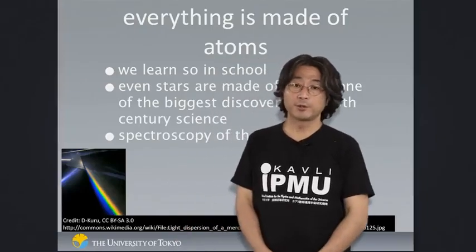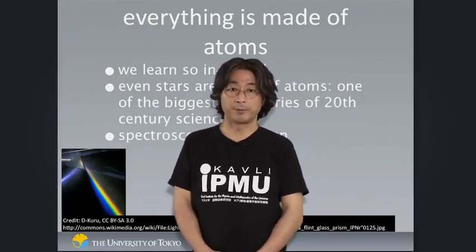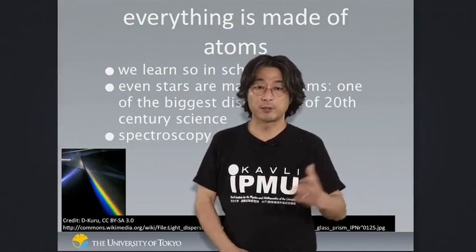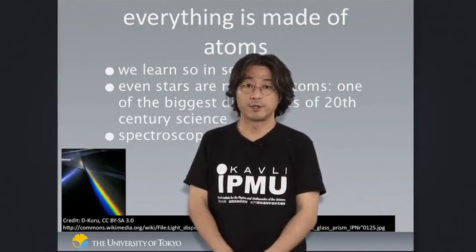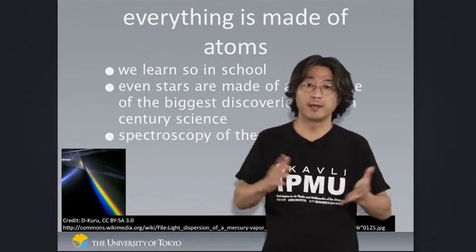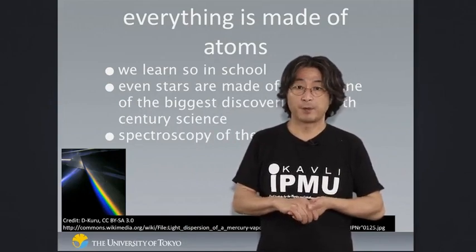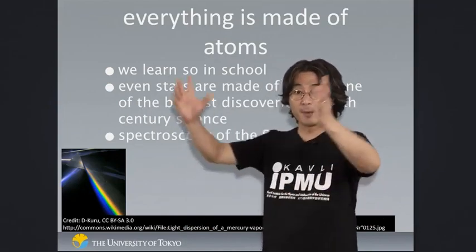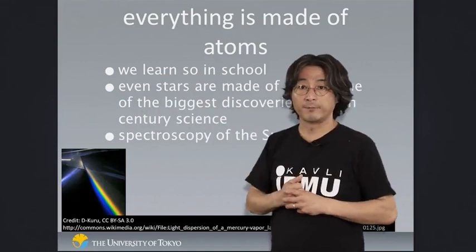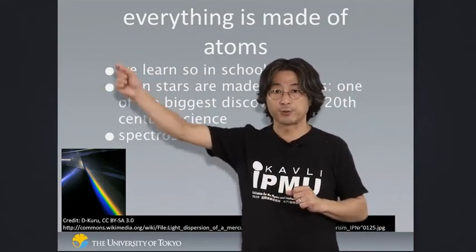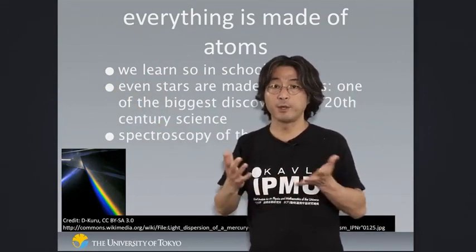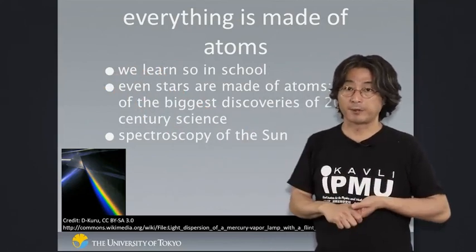So before we get into the question where all these chemical elements come from, maybe we should ask one more basic question. We learn in school that everything is made of atoms. But how do we know that? For example, think about a star, even our sun. Nobody has gone to the sun, taken a sample and come back, right? How do we know that the sun is made of atoms?